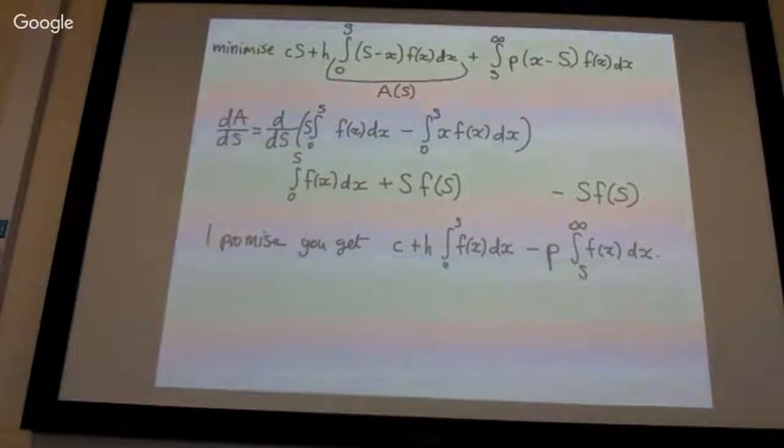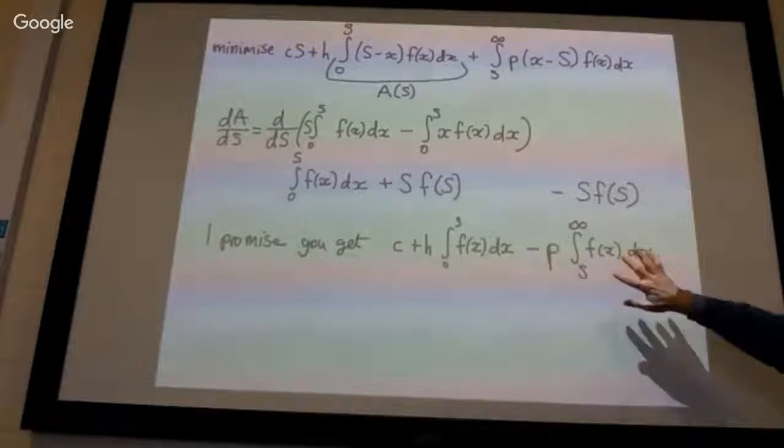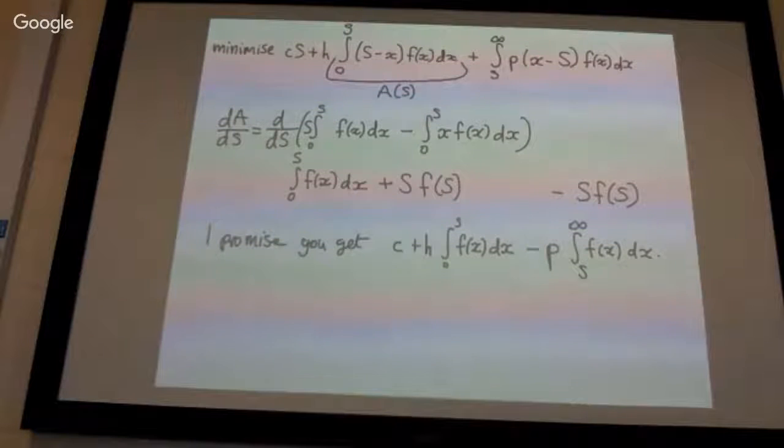Okay, so what you get is this. Now, we've done that thing in detail. This you can check yourselves. And this is equal to C plus H times F of s. Okay, so what's F? It's capital F. This is not finished yet.